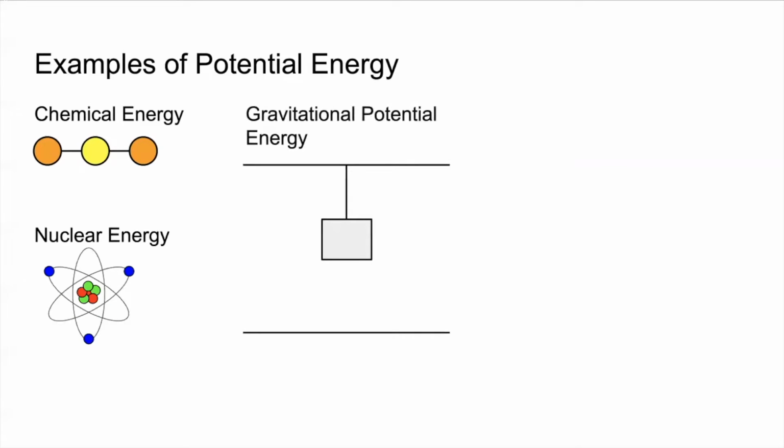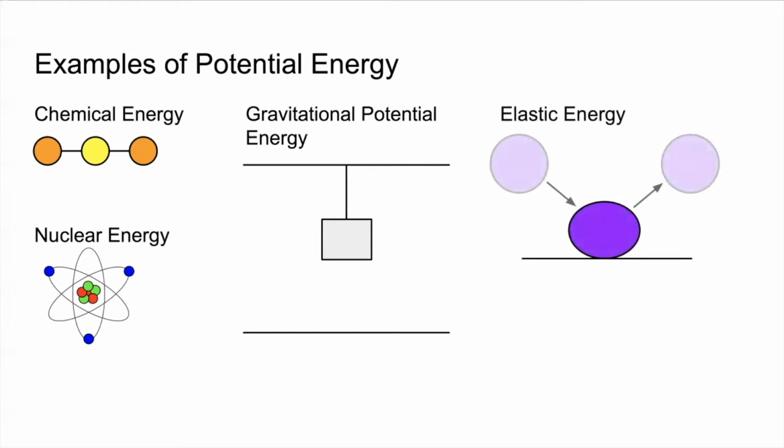Gravitational potential energy is the energy of an object due to its height. So in this diagram, an object is hanging above the surface of Earth. When it is released, the gravitational potential energy is going to cause it to fall, and when it does, the energy is going to be turned into kinetic energy.